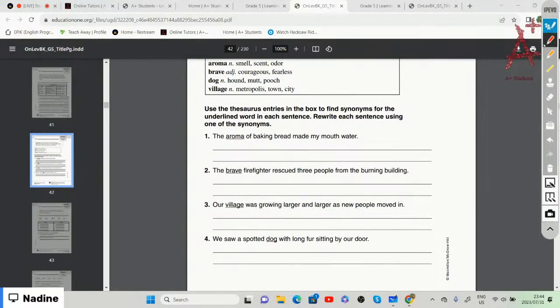The first one says, the aroma of baking bread made my mouth water. If we were to talk about the aroma of the baking bread, then we can say that the smell of baking bread made my mouth water. So smell is another word that is similar in meaning to aroma.